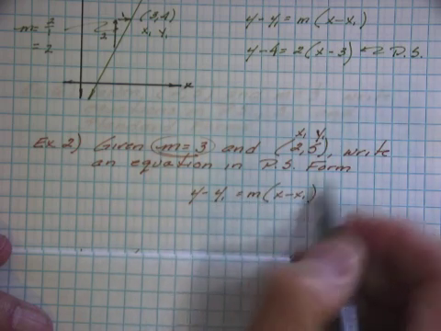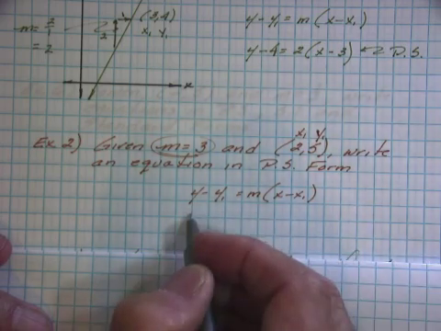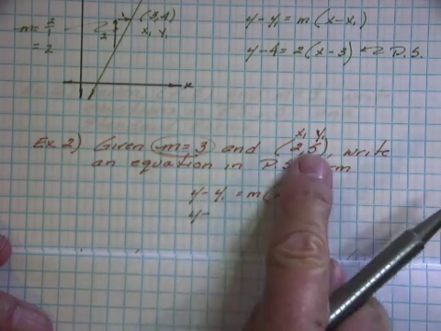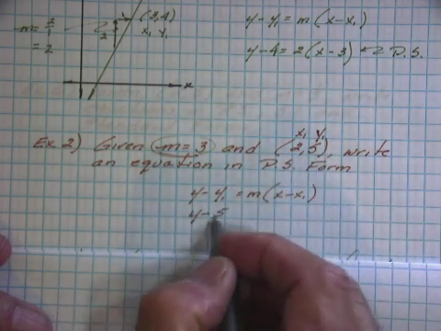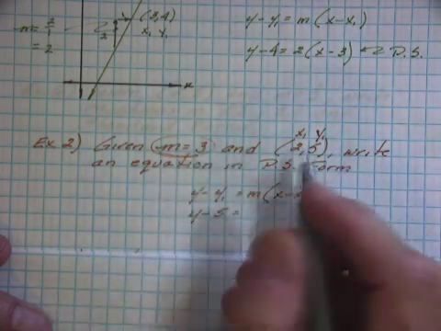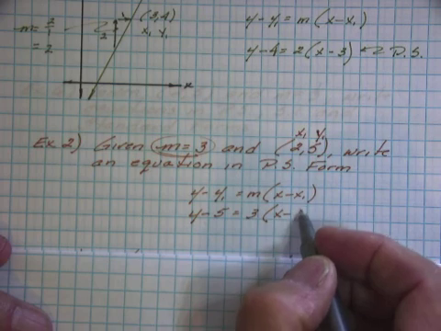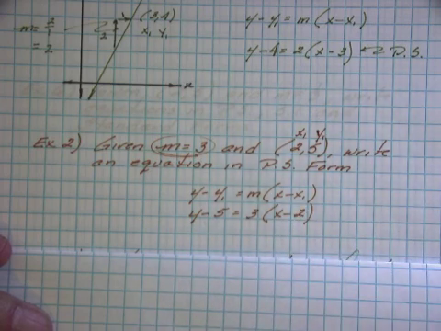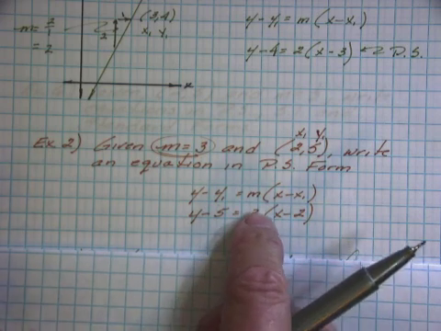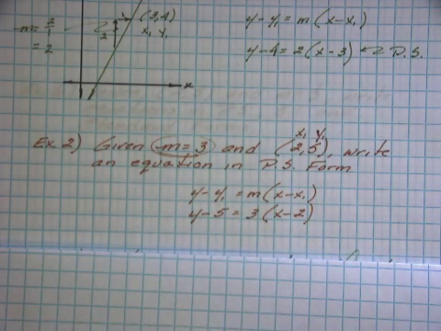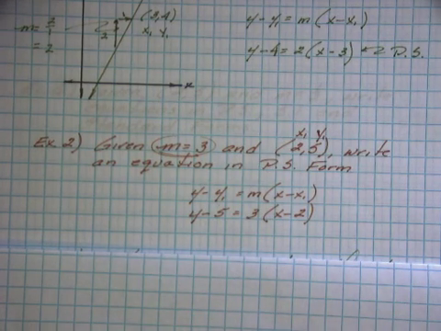Again, start with y minus y1 equals m times x minus x1. And just plug in the information. Y minus y sub 1 is 5 equals the slope, which is 3, times x minus x1, which is 2, and then stop. Don't feel like you have to simplify it. Don't feel like you have to distribute the 3 at all, okay?